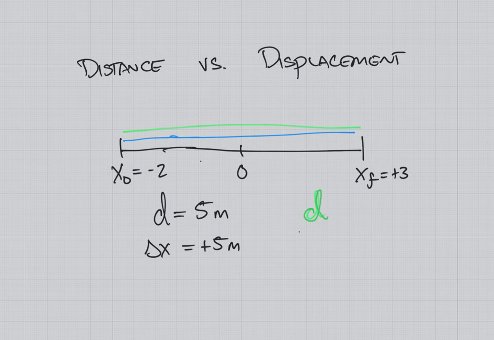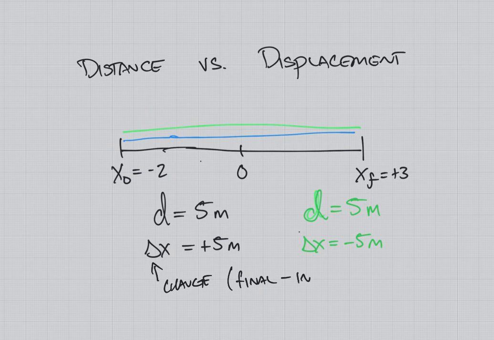My distance would still be 5 meters. Now my displacement is going to be -5 meters, okay? And when we look at this, we see this delta x, a triangle x. And delta always means change, okay? And when we have that, we always do a final minus an initial whenever we see delta.